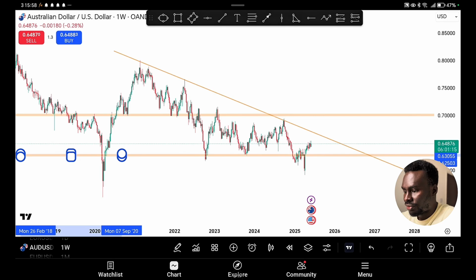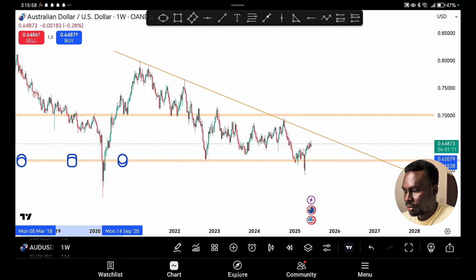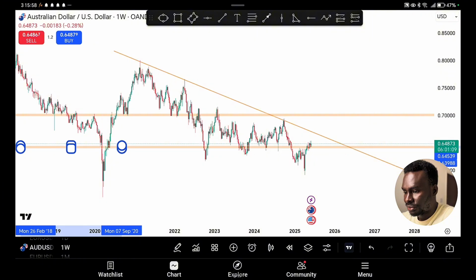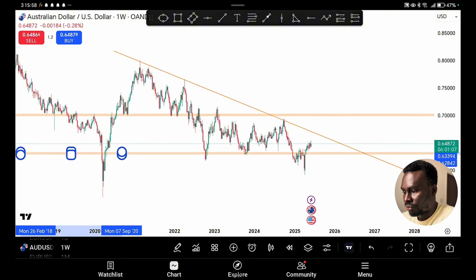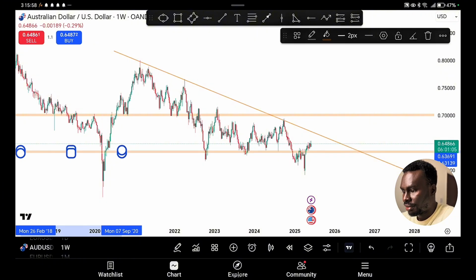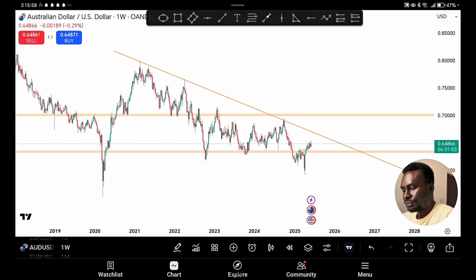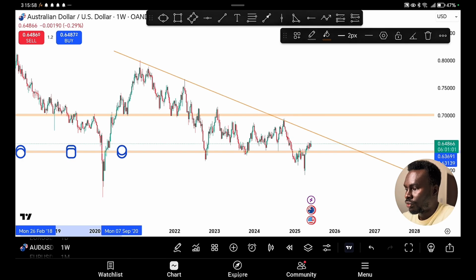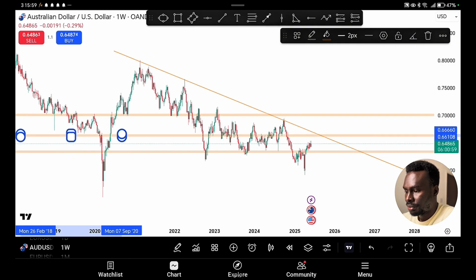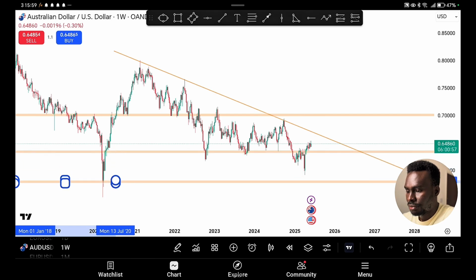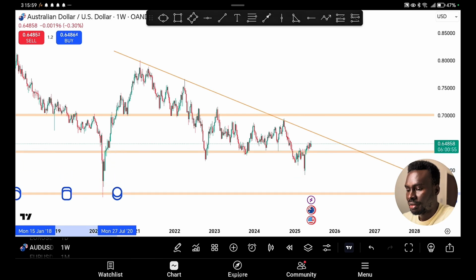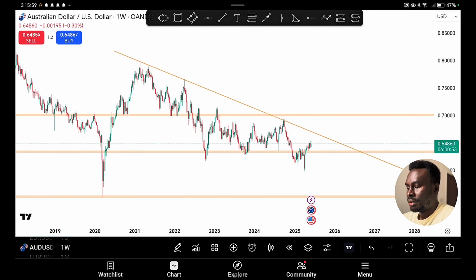There is also another zone here because price reacted like... okay, actually this is the zone. Price reacted several times here, so this is actually the zone. And then I could also possibly put one more here as well. You can also put it here. It doesn't really matter where you put it.